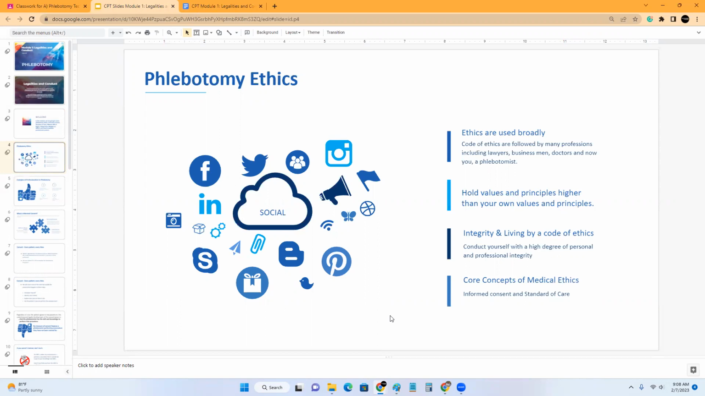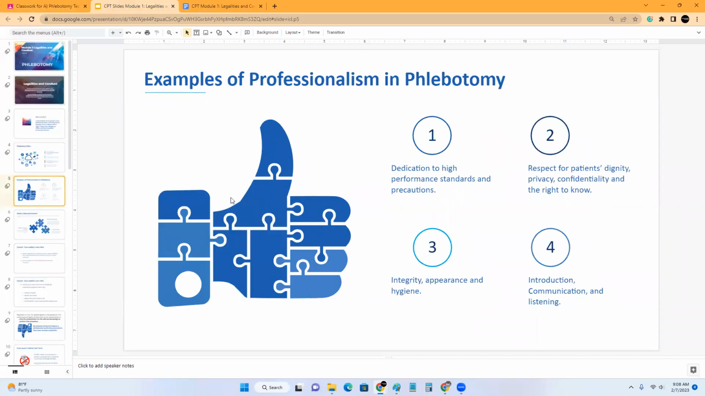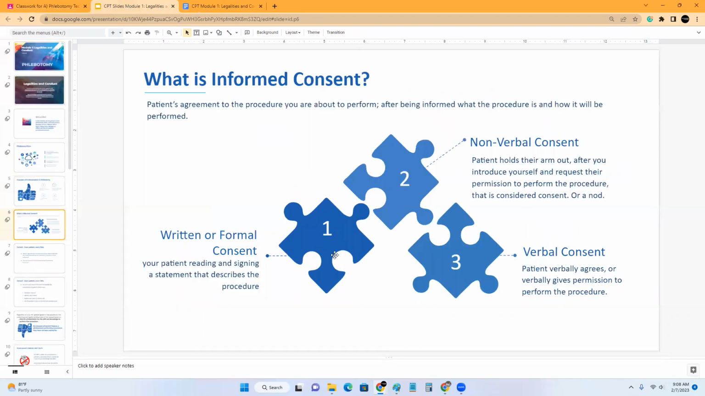Core concepts of medical ethics. So informed consent and standard of care. We're going to cover some of those in a little more detail. Some examples of professionalism in phlebotomy are dedication to high standards and precautions, respecting the patient's dignity, privacy, confidentiality, and the right to know. Integrity, appearance, and hygiene for yourself, introduction, communication, and listening.